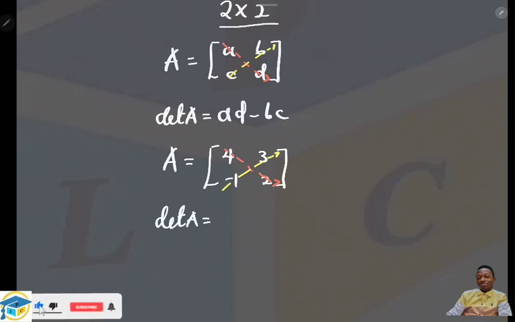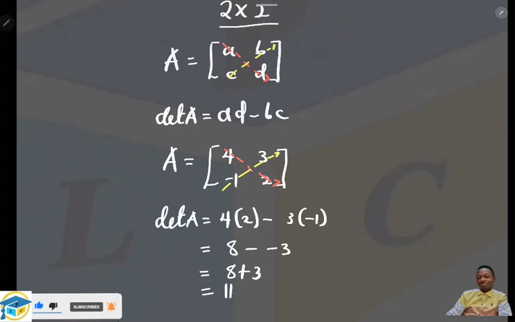We'll therefore say that the determinant of A should be equal to 4 multiplying 2 minus 3 multiplying -1. 4 multiplying 2, we are getting 8, minus 3 multiplying -1, we are getting -3. So negative meeting negative, we're going to get positive. So we are going to get 8 plus 3, and we are getting 11. This is how we find the determinant of a 2 by 2 matrix. So let's take note of that.